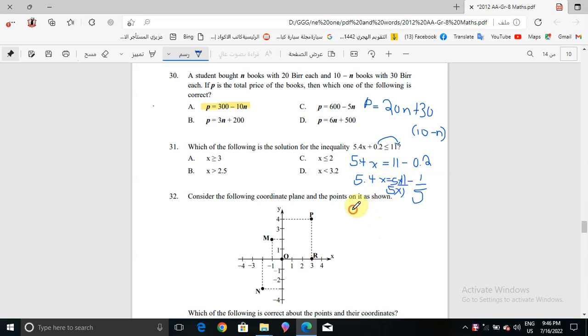Then what we'll do, 5.4x is equal to 55 minus 1 over 5. Then 5.4x is equal to 54 over 5, and 54 over 5 means it is equal to 10.8, right?